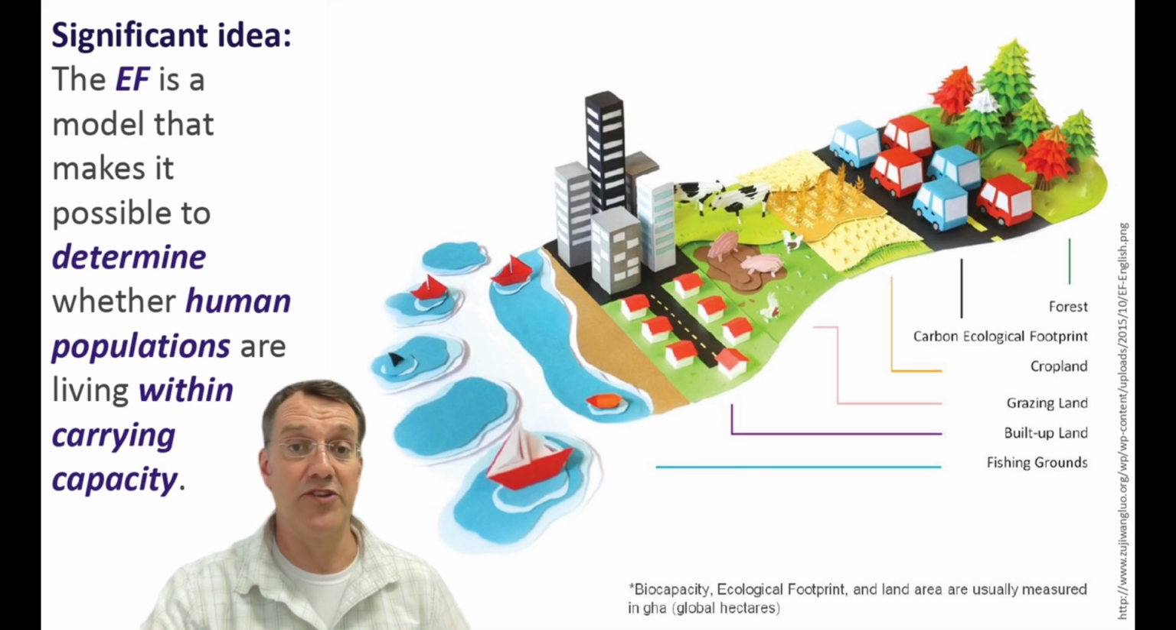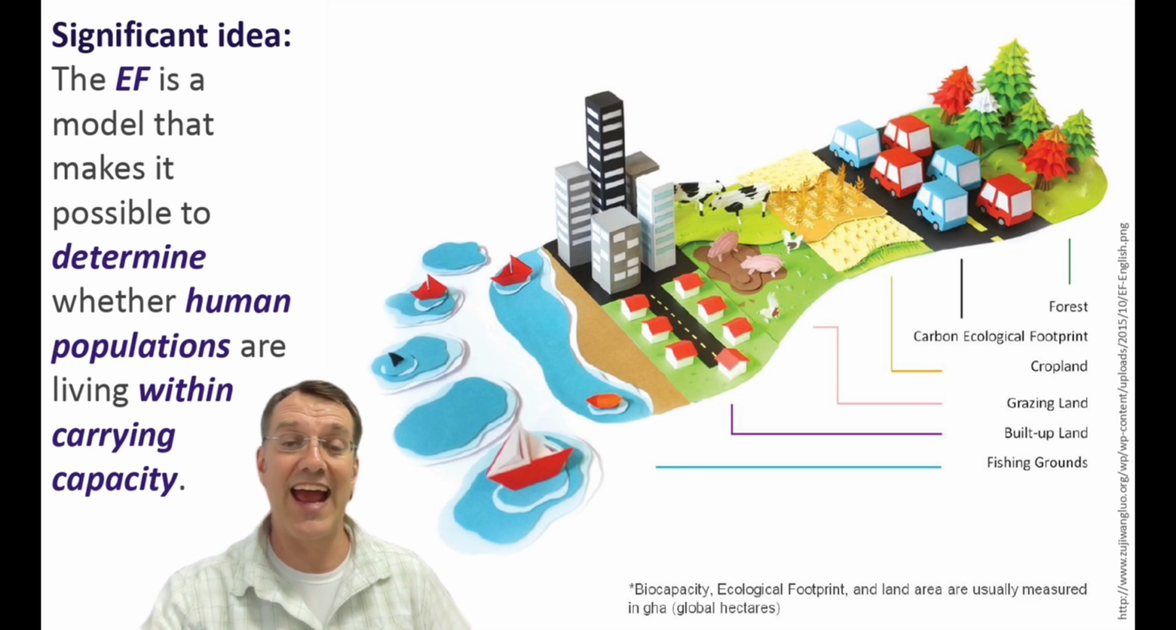The ecological footprint, or EF, offers a solution. It's a model that helps determine whether human populations are living within their carrying capacity. Rather than asking how many people an area can support, the EF asks how much area is needed to sustainably support a given population. This reverse approach makes human impact measurable.